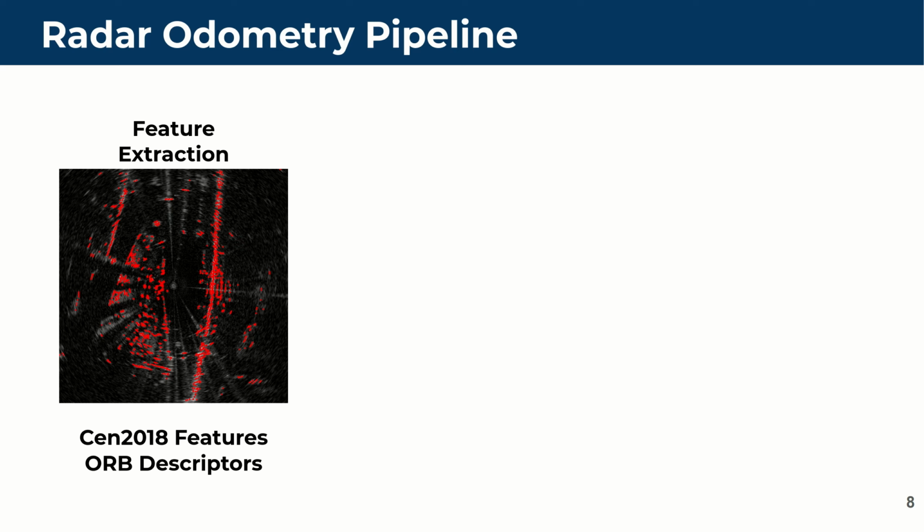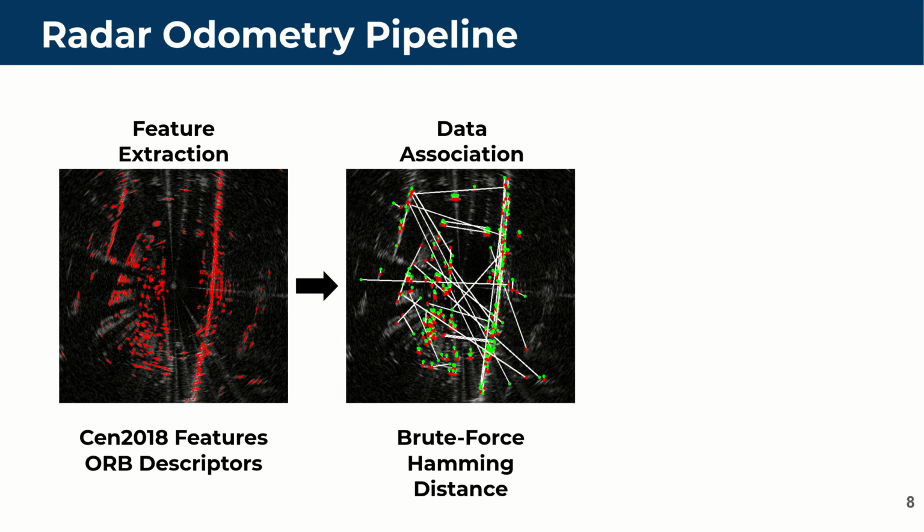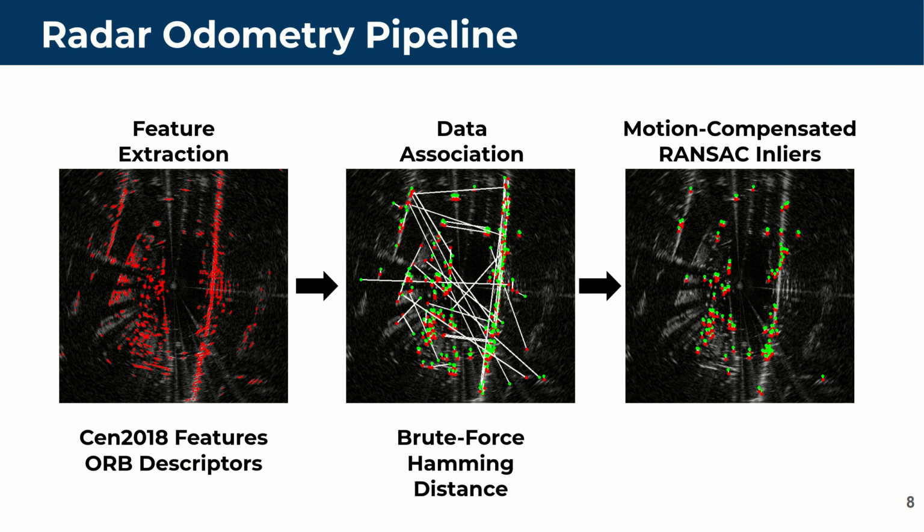However, we opted to use ORB descriptors due to their ease of implementation and robustness to noise and minor rotations. The initial data association is obtained by performing brute force matching using Hamming distance on the ORB descriptors. We also use a nearest neighbors distance ratio test to remove potential outliers. Finally, these matches are fed into our motion compensated estimator, and the inliers are shown on the right.